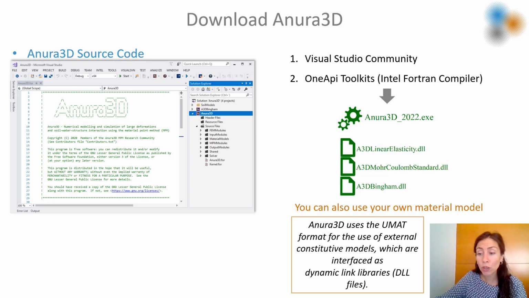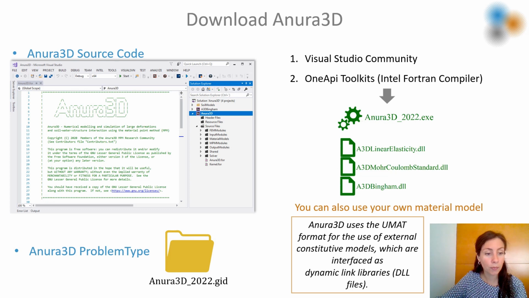The compilation of the code requires the installation of two further software: Visual Studio Community and the Intel Fortran compiler. In the Anura3D pack, you will also find the GiD problem type specific for Anura3D that you need in the pre-processing phase to get the input data for the Anura3D calculation.